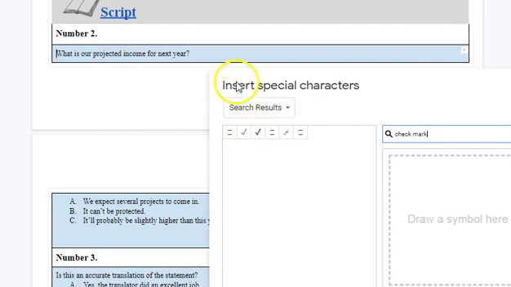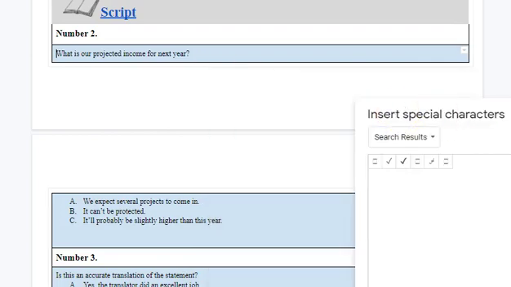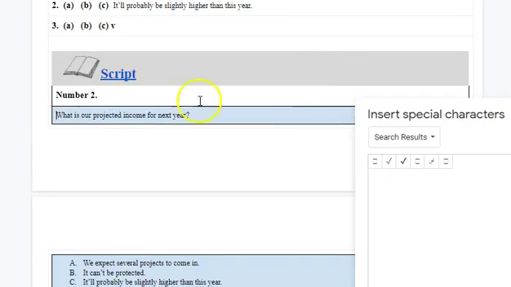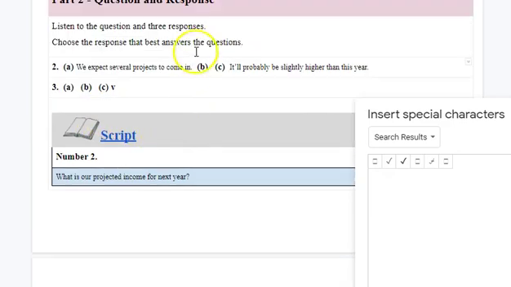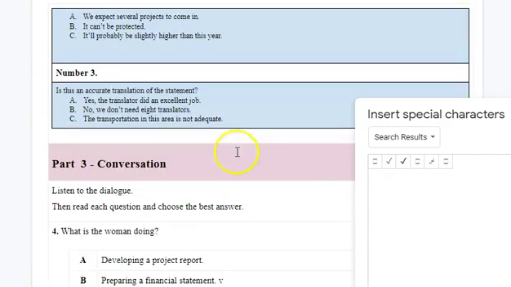It'll be slightly higher than this year. All right? Okay. So the correct answer is letter C. And question number three, Abel, is this an accurate translation of the statement?